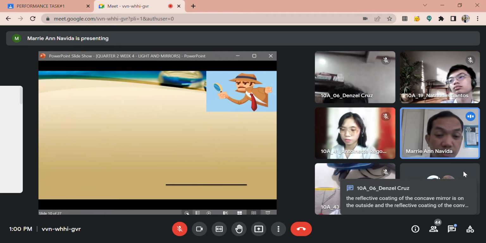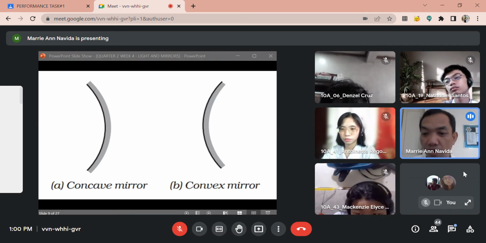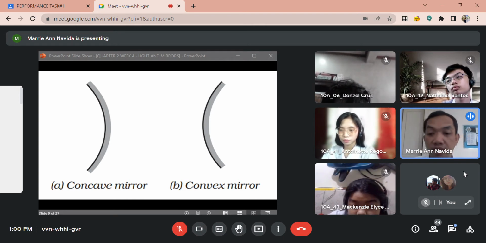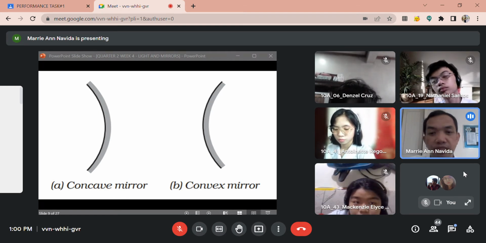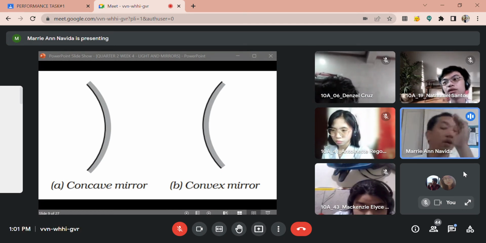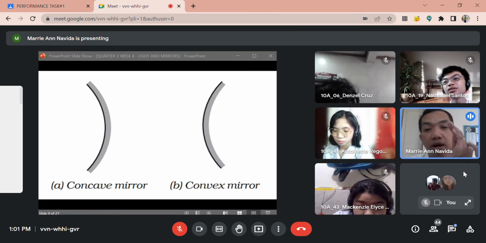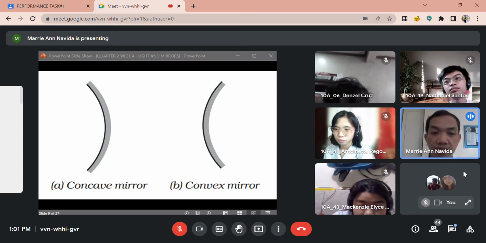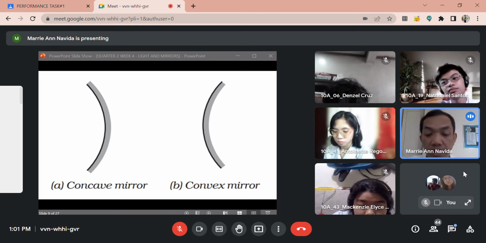Before we proceed with the reflection vocabulary, I will just read this one. The reflective coating of the concave mirror is on the inside, and the reflective coating of the convex is on the outside. One of the best examples for you to remember the difference between concave and convex is the spoon. If this is the inside, then that will be the concave. And the outside, or the back part of the spoon, is the convex. So that's the one for you to remember.